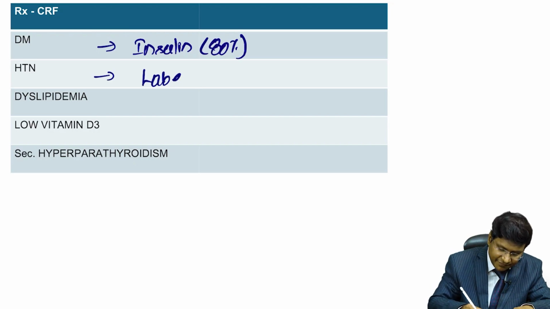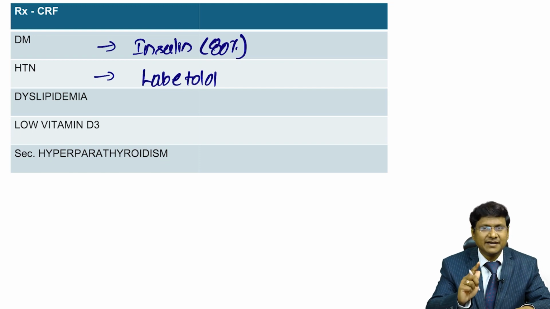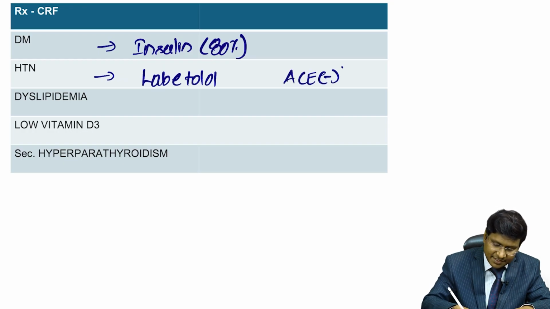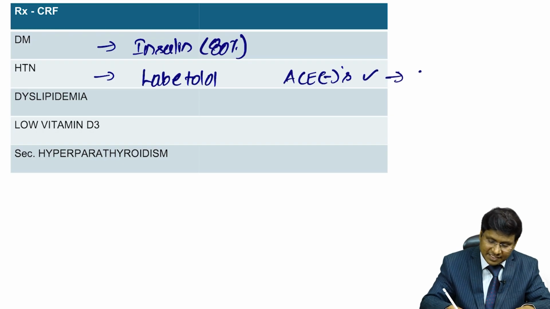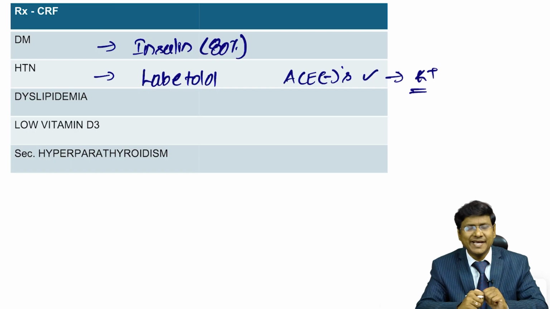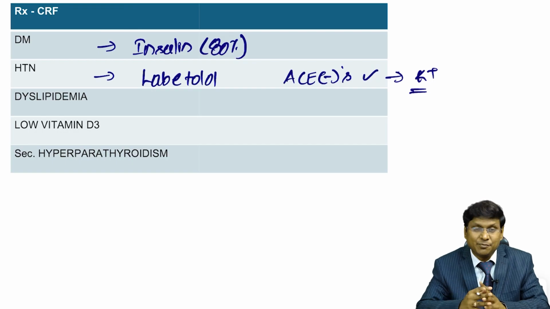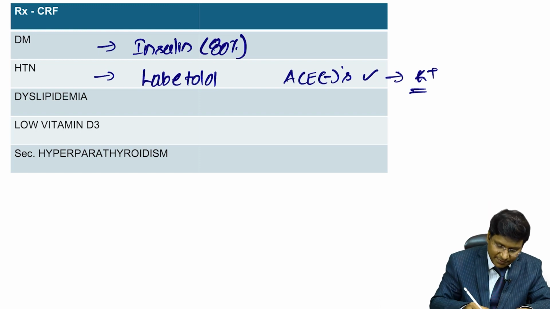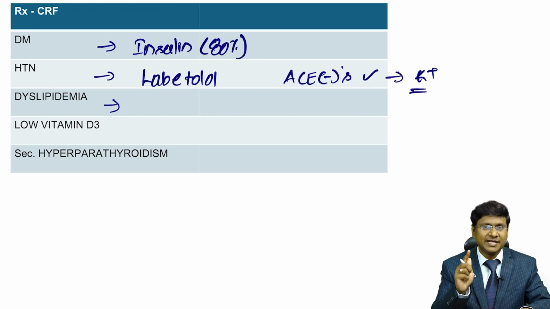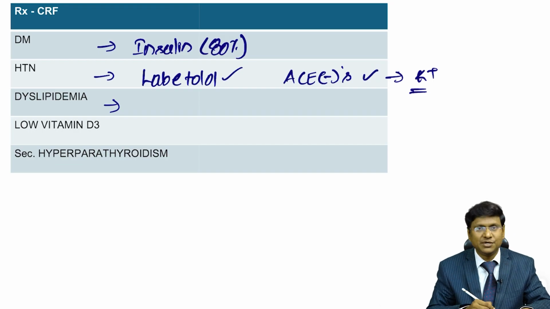And for hypertension, it is preferable to give labetalol. But if the serum creatinine is not more than 2 milligrams per deciliter, then you can give ACE inhibitors. The advantage of ACE inhibitors is that they also reduce proteinuria, which is very helpful to prevent the development of diabetic nephropathy. But whenever you are giving ACE inhibitors, you need to monitor potassium, because ACE inhibitors reduce aldosterone secretion, and once aldosterone secretion decreases, potassium excretion does not occur, and that will result in hyperkalemia. That is the reason you need to monitor the potassium. And if the serum creatinine is more than 2 milligrams percent, or if there is hyperkalemia, you cannot give ACE inhibitors. For hypertension, what you need to give is labetalol.